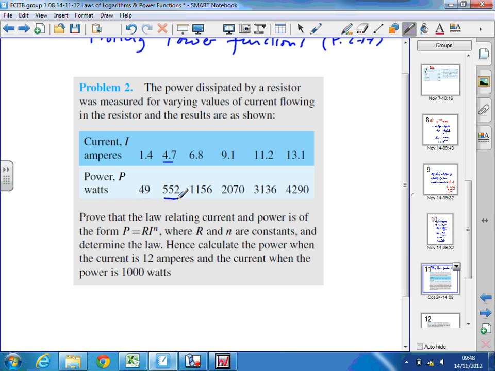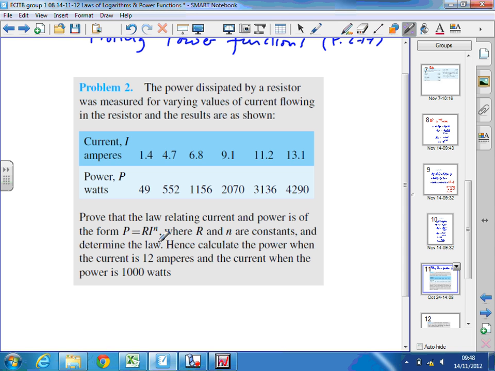We've got to prove, and this is where using Autograph is going to come in, that the law relating current and power is of the form power equals R I to the n. Those of you who've done some electrical work might know the formula that relates the power, the current, and the resistance. Anybody know it off the top of their head? I squared R. Yeah, I squared R. So in fact, we're going to find that this n is 2. Okay, but we want to try and show that it's 2.